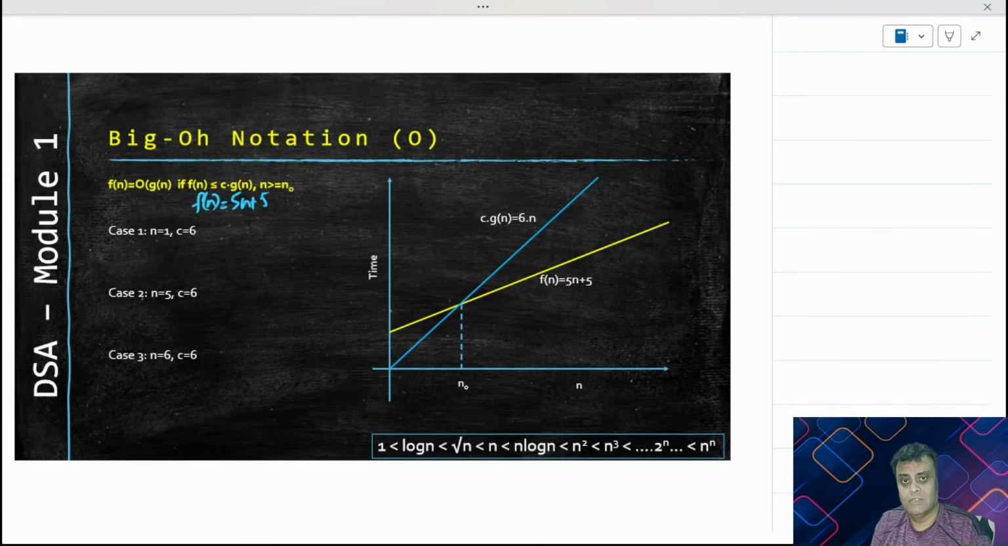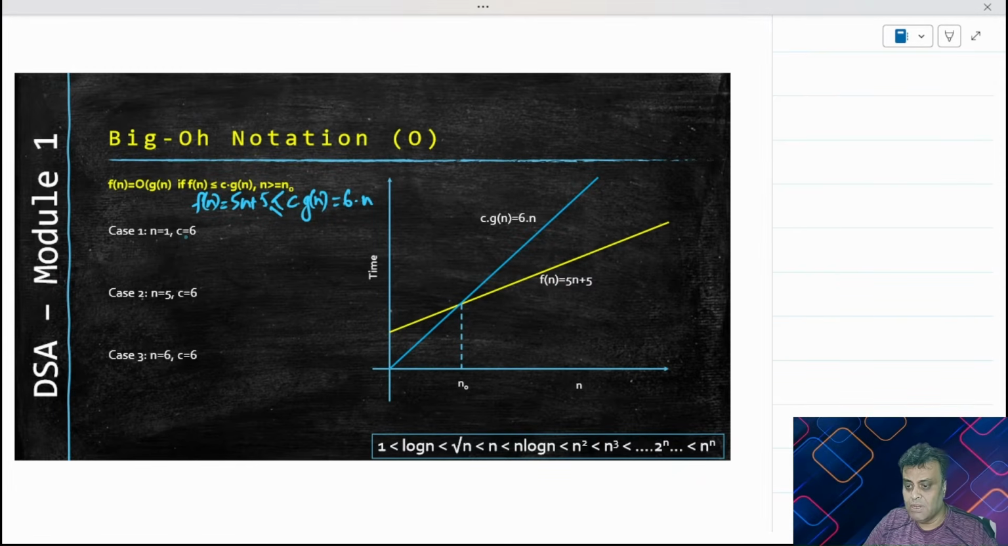If you cannot tell what class it falls under, then you are supposed to say something to the people who are judging your algorithm. So you will want to say the upper bound of this algorithm. To calculate the upper bound, Fn is equal to 5n plus 5. We are talking about Cgn being 6n, that is, c is 6 and gn is equal to n. And we are supposed to find a value of n when this will happen, where Cgn will cross the Fn. When that happens, it becomes the upper bound of your function.